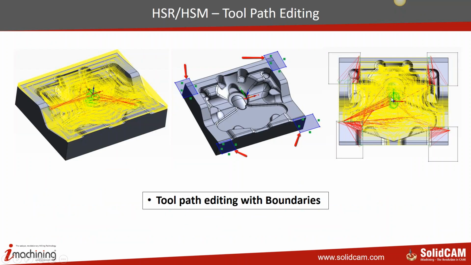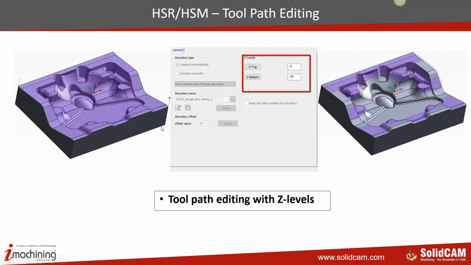In toolpath editing by boundaries, I generate a toolpath, I define the boundaries, and the toolpath is edited. It's as simple as that. I can keep the toolpath within the boundaries, or I could remove the toolpath outside the boundary. A lot of things can be done. Toolpath editing using 2 Z levels: I have a toolpath, I define the top and the bottom, and all the toolpath outside or inside this boundary can be removed within these 2 Z levels.